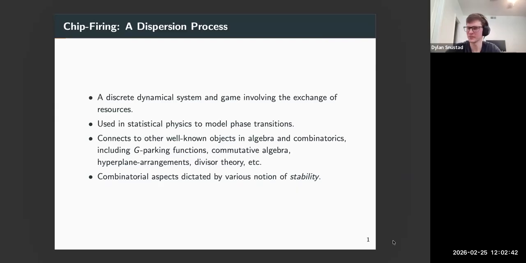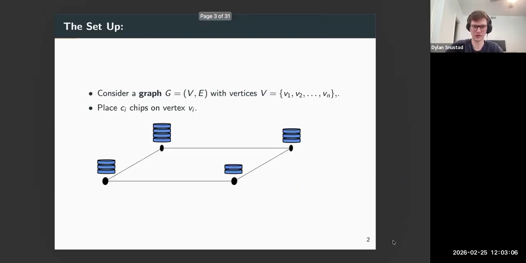It's also used in physics by some people, I guess. There are some statistical physicists who like this game, and I guess it can model phase transitions neatly in these cases. And really, the thing we're going to be interested in is this notion of stability, which is going to represent our end game. So with that, I'll start talking about the specifics of the game.